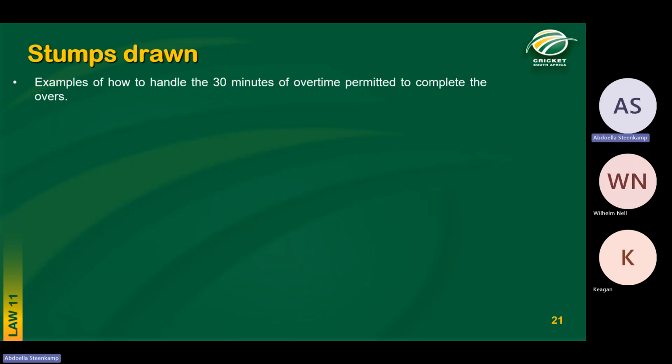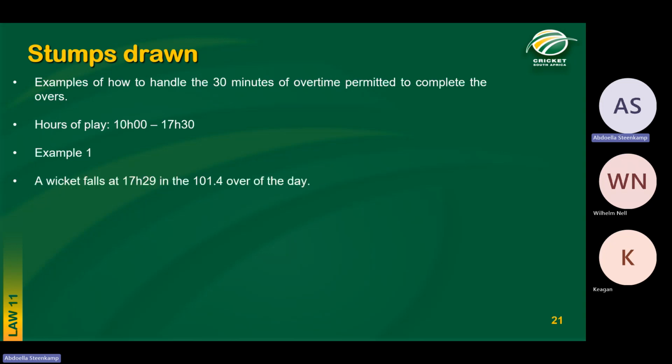I'm also now going to go through a few examples of when stumps is drawn, when stumps is not drawn. So assuming our hours of play is 10 till 17:30. There was no issues of rain. We didn't reschedule our cessation time during the day. So example number 1, and let's make this a bit interactive. At 17:29, in the 101st over of the day, a wicket falls. What happens next? I'm opening the floor.